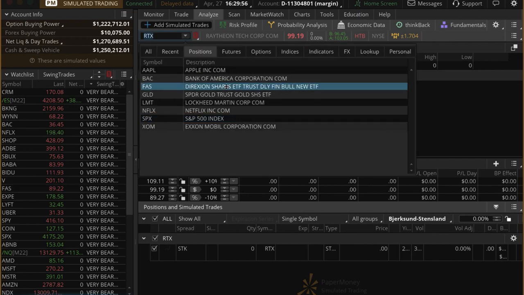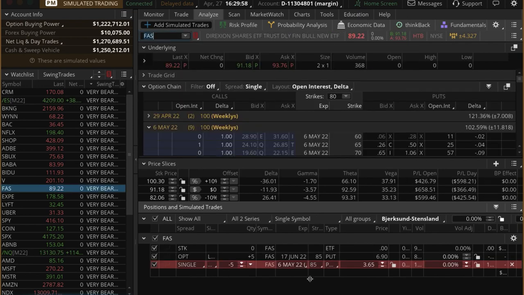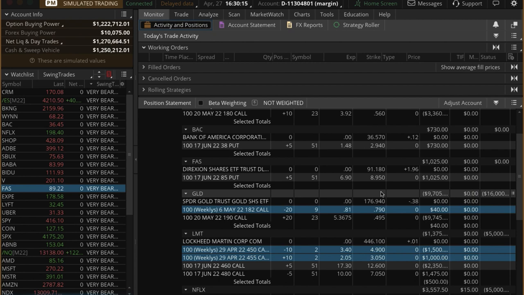The adjustments I want to do, one is on FAS. I want to go to the 6th May and sell the 85 put. We've got the 85 long put. We're going to make it a calendar, no increase in margin. And let's try to get this trade in as quick as possible, because FAS is going to move up a little bit. So we won't be able to get 3.65, but at least try to get $3 or something like that.